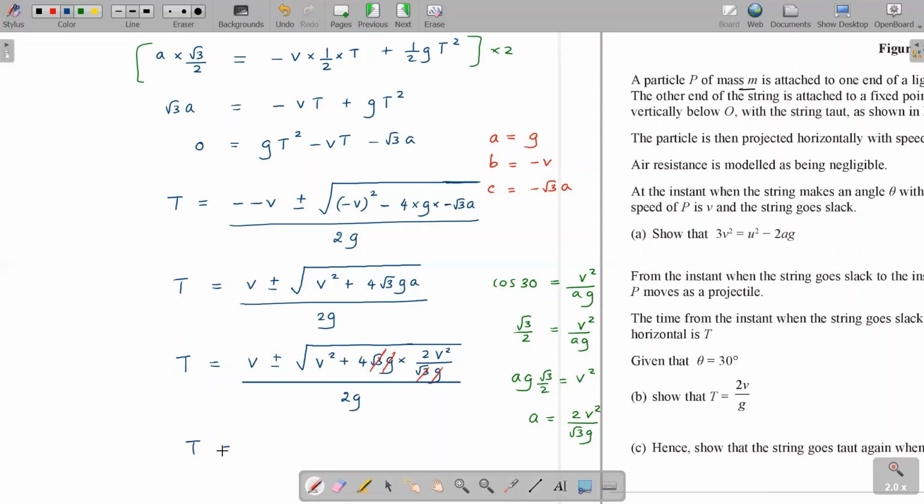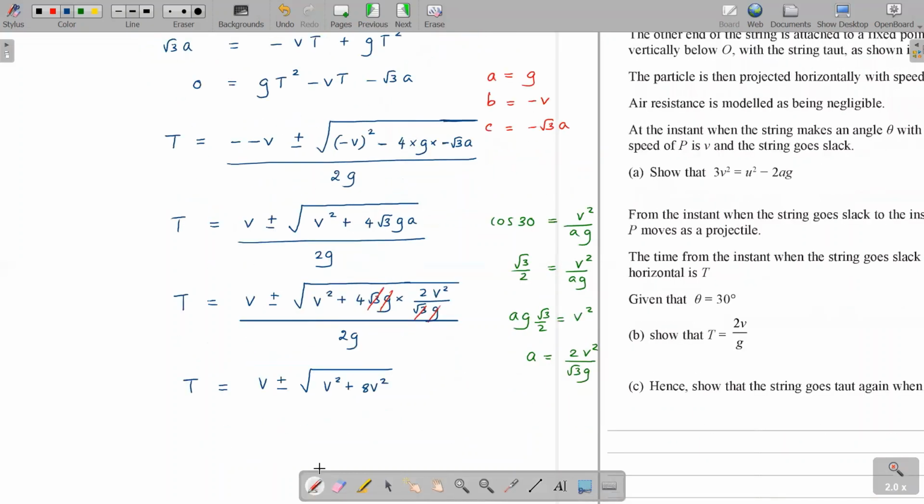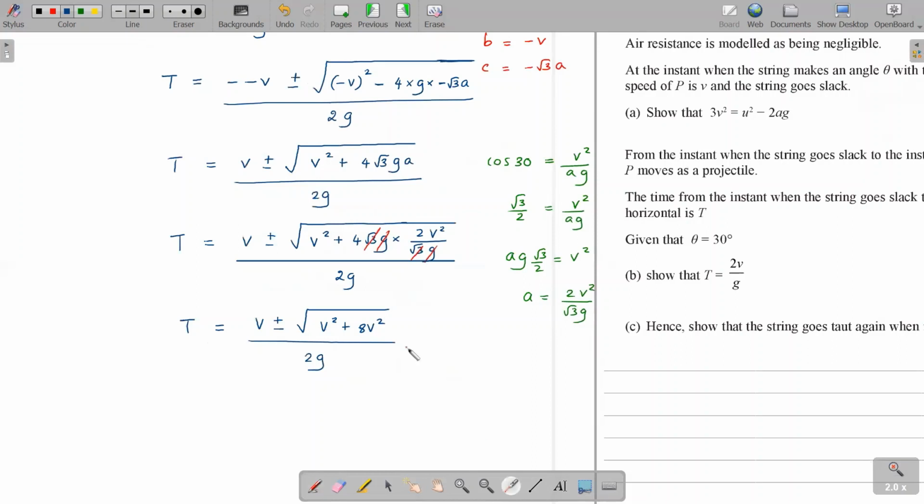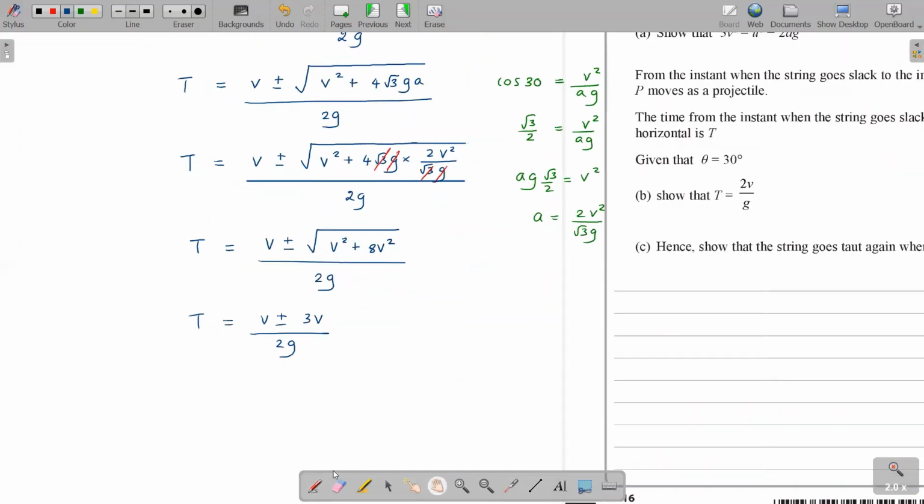So capital T equals v plus or minus the square root of v squared plus 4 times 2 is 8v squared, divided by 2g. So v squared plus 8v squared is 9v squared. The root of 9v squared gives you 3v. So I think you can see we get two answers.